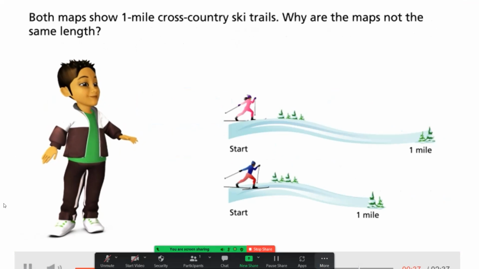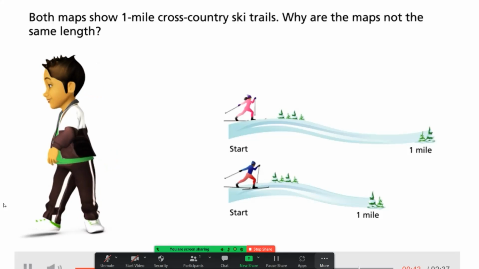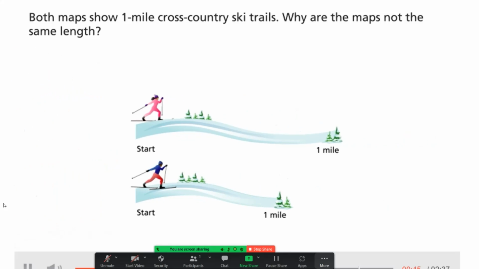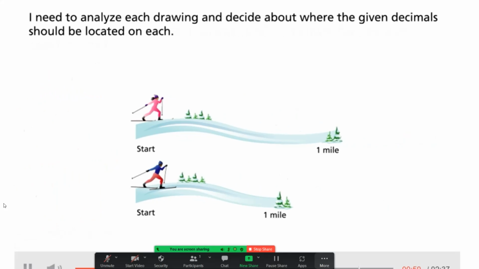Both maps show 1-mile cross-country ski trails. Why are the maps not the same length? These drawings are from two different ski resorts and were not drawn to be the same. Think, how can I determine where to mark the points on each drawing? I need to analyze each drawing and decide about where the given decimals should be located on each.